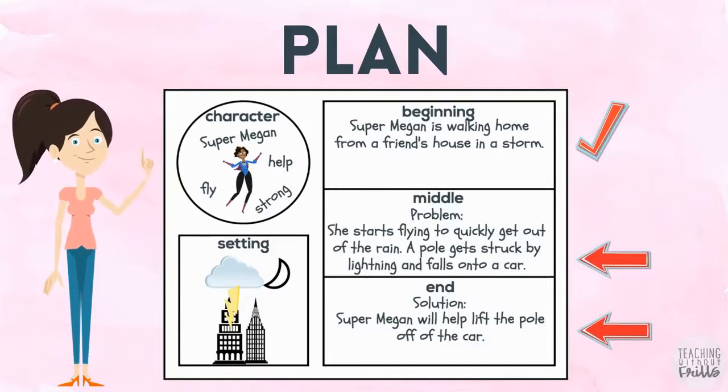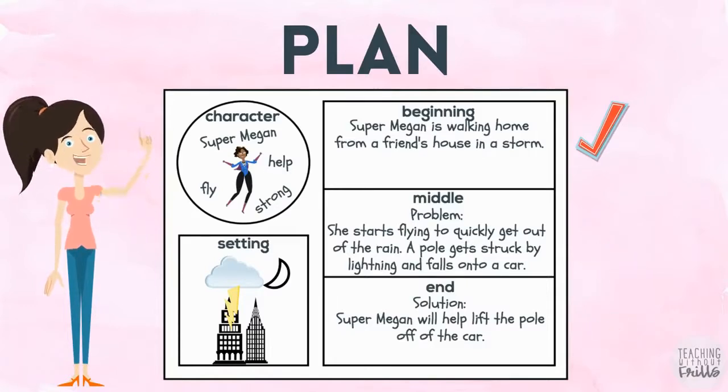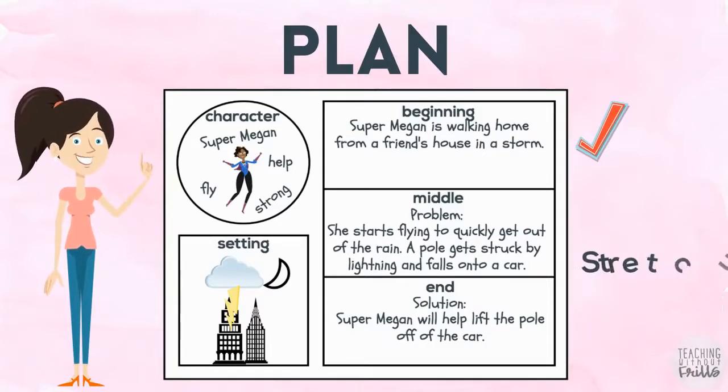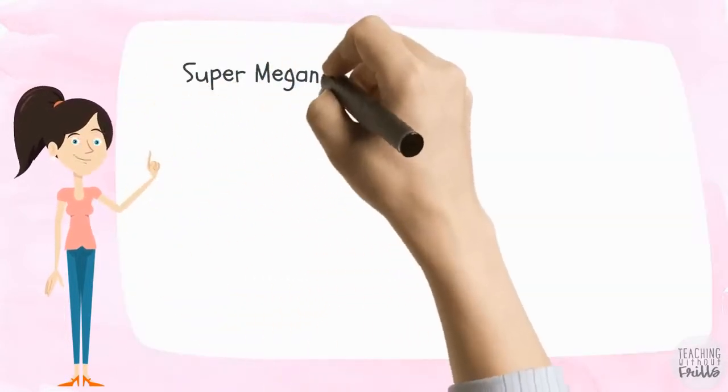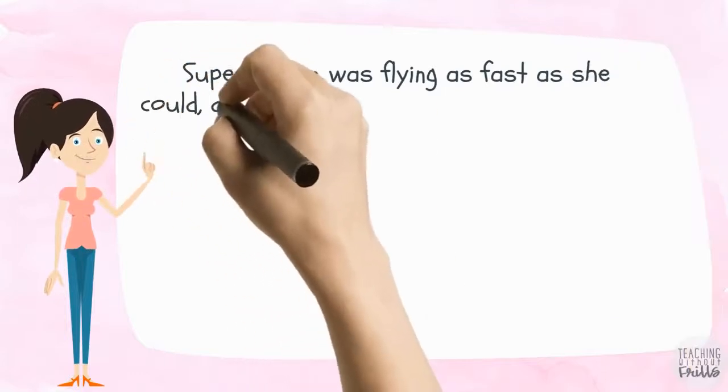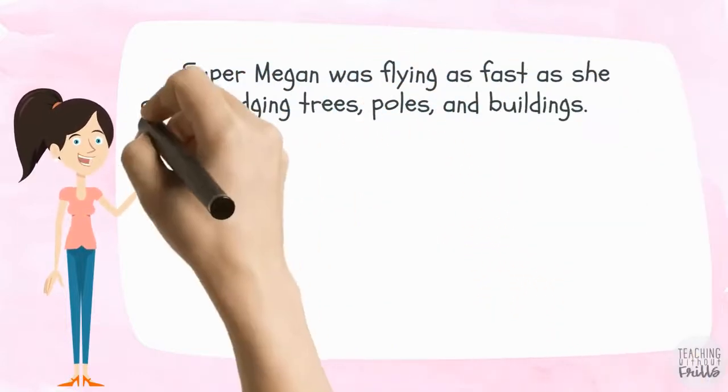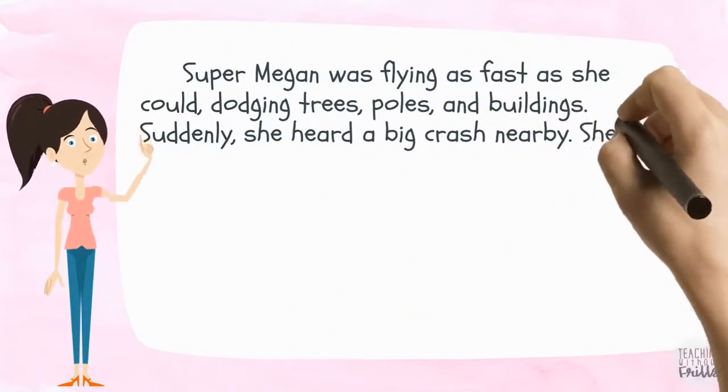Super Megan helped lift the pole off the car. No, I have to stretch out the problem because it should be the most exciting part. So let's see. Super Megan was flying as fast as she could, dodging trees, poles, and buildings, and suddenly she heard a big crash nearby.